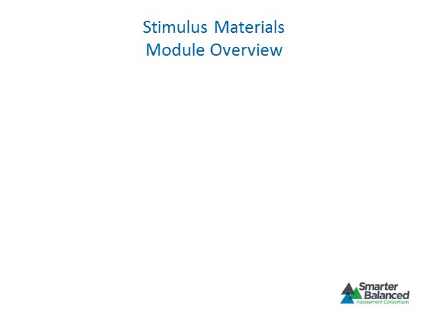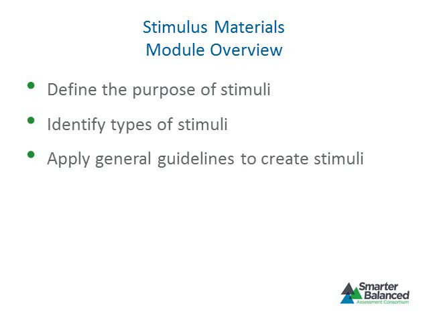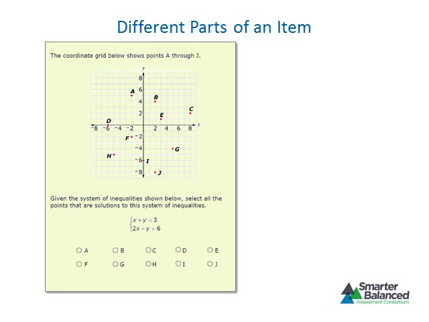performance tasks. The three learning outcomes of this module are: define the purpose of stimuli for mathematics items and tasks, identify different types of stimuli, apply general guidelines to create stimuli. First, let's look at the different parts of an item.